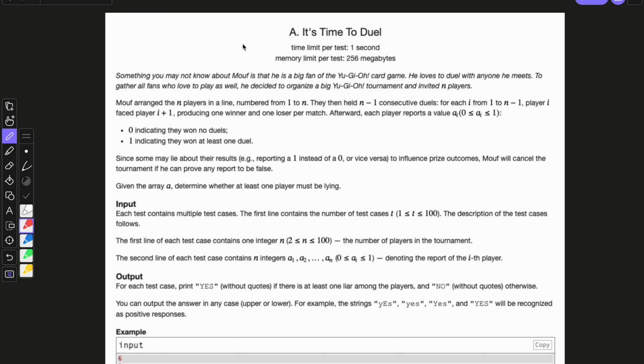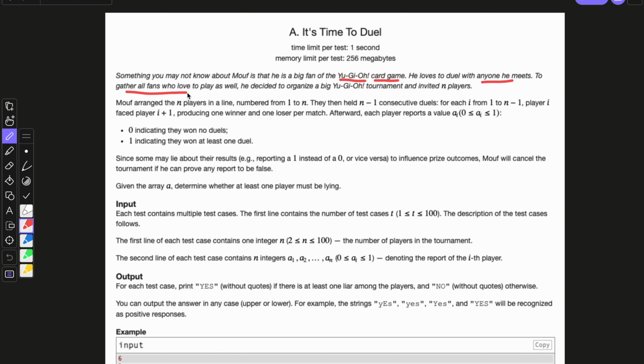So let's start with the question. It's time to duel. Something you may not know about Morph is that he's a big fan of the Yu-Gi-Oh card game. So there's a card game. He loves to duel with anyone he meets.